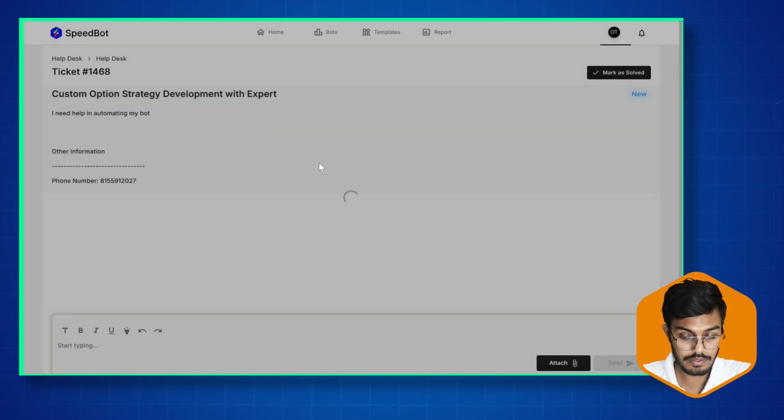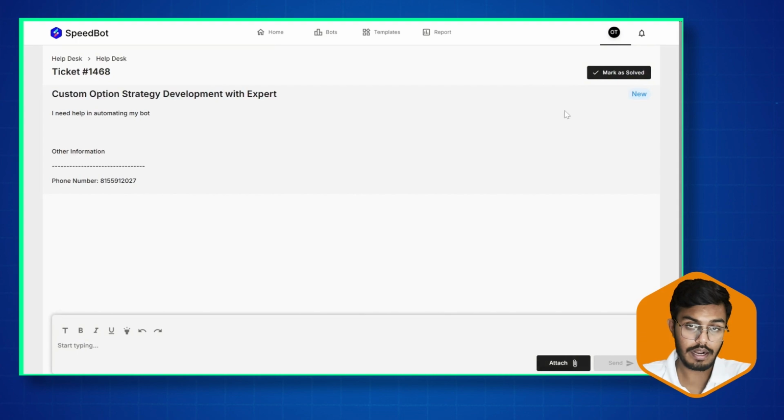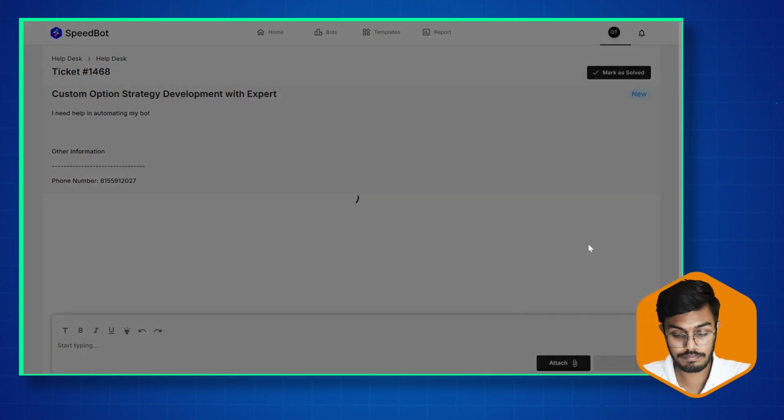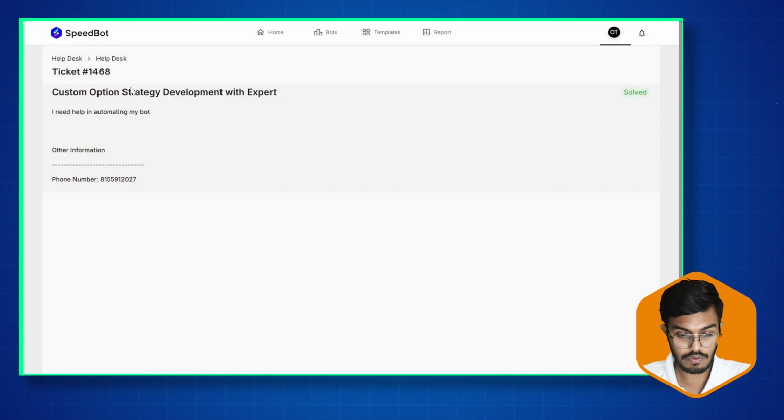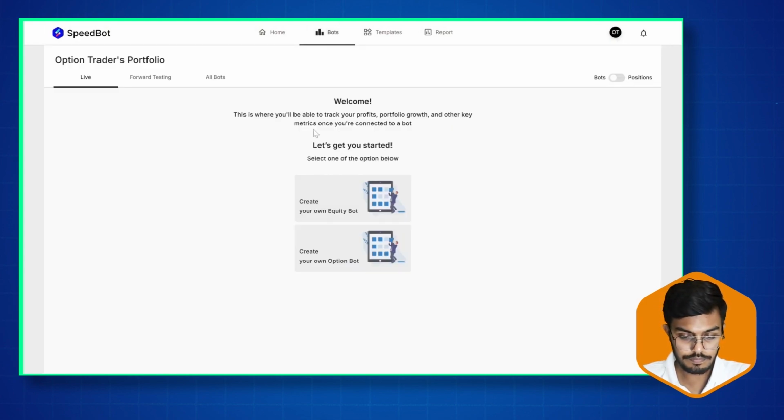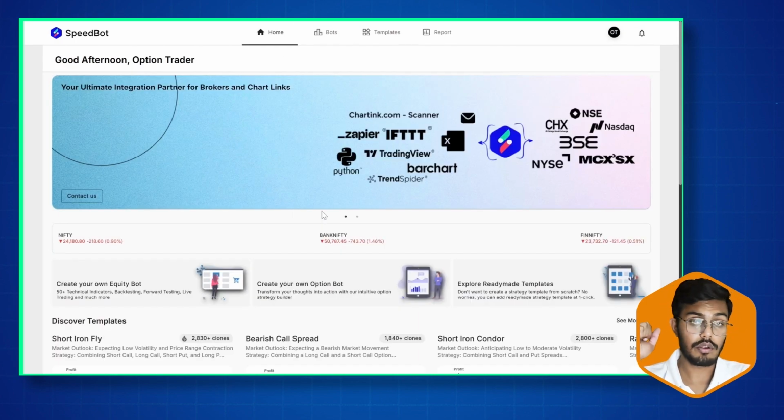my help desk ticket is created. I'll be able to track it from here itself. Let's say that if my issue is solved or my query is solved, then I can just click over here on mark as solved, confirm. So this ticket will be solved. All right. So this was about creating your strategy and getting the issue resolved.